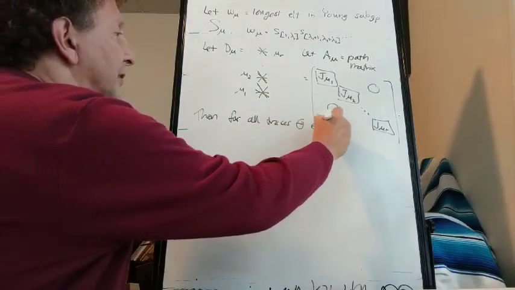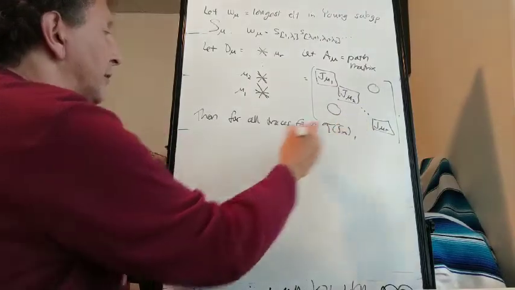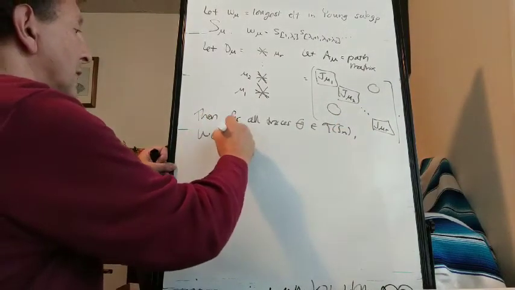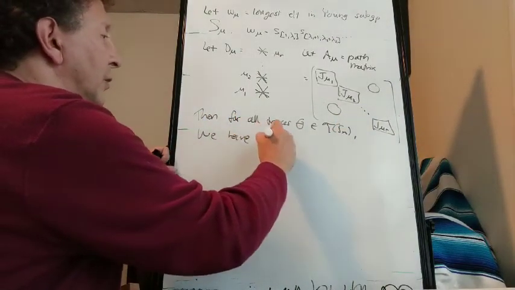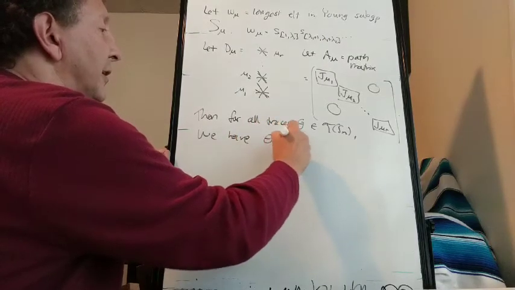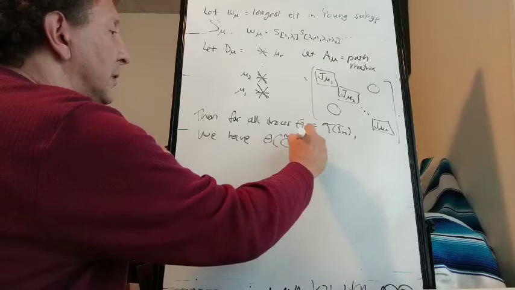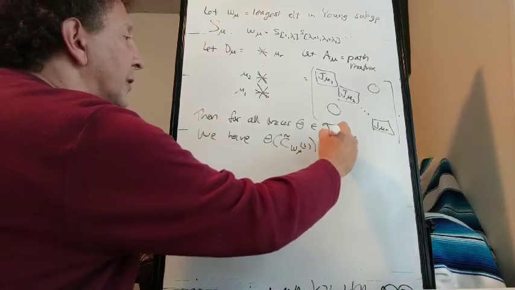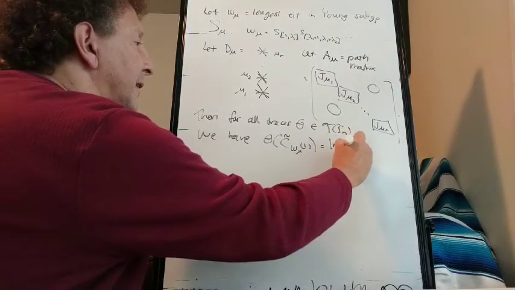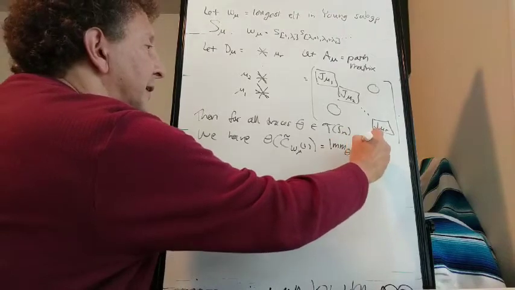Then for all traces theta of the symmetric group, we have theta of C_{w_mu} equal to the evaluation of the theta immanant at A_mu.